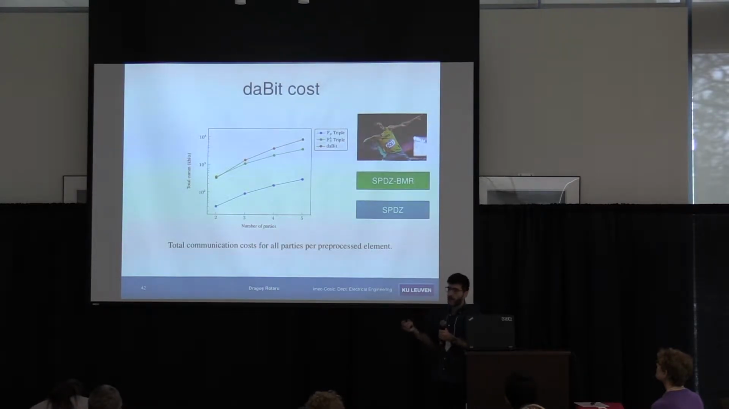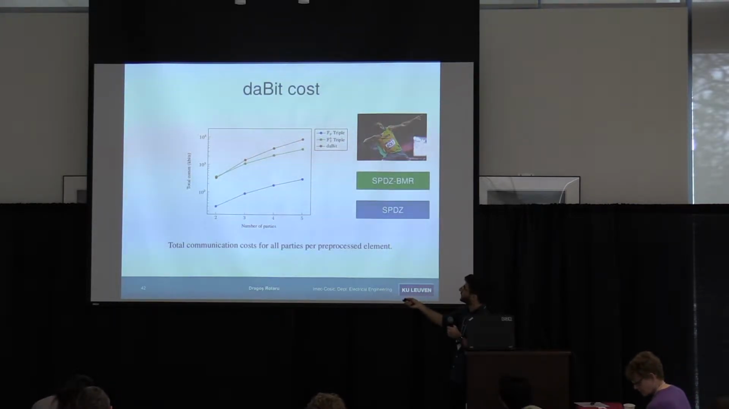Cool. So what's the performance of generating these daBits? For comparison purposes, we compare with one SPDZ triple, one SPDZ mod P triple, which is MASCOT, and this is the daBit. This is the amount of communication. For two parties, we have less than 100 kilobits. And we can see that the daBit is slightly less than a MASCOT triple for two parties in communication.